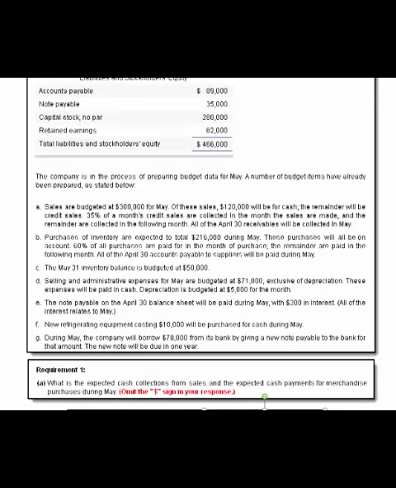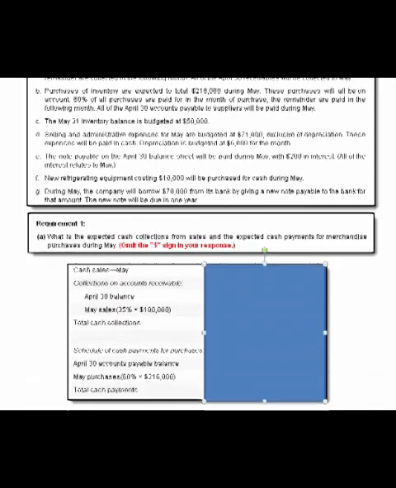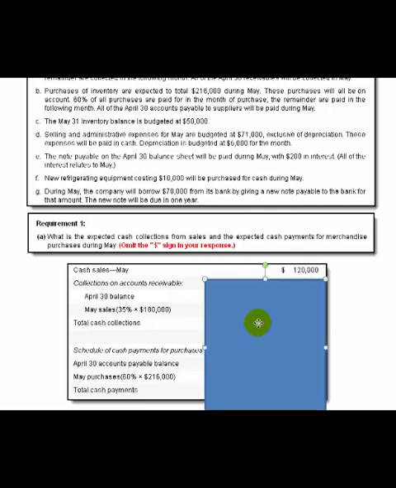All right, let's tackle requirement 1 first. And let me slide this up on the screen so we have that. Requirement 1 says, what's the expected cash collection from sales, and the expected cash payment for merchandise purchases during May? And we are to omit the dollar sign in the response. Okay, I've got it covered up, but let's tackle the collections on accounts receivable first. We've indicated above in our notes that all of the April 30th balance will be collected during May, right?